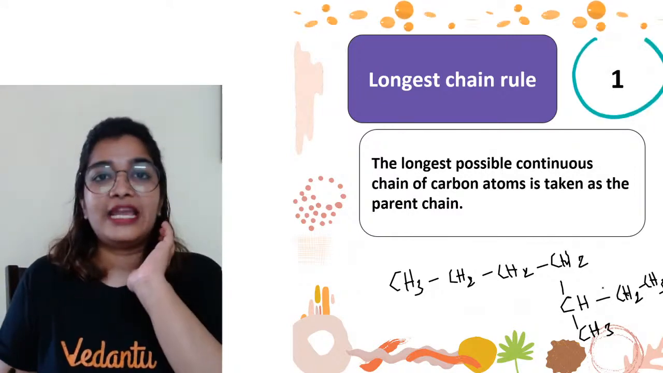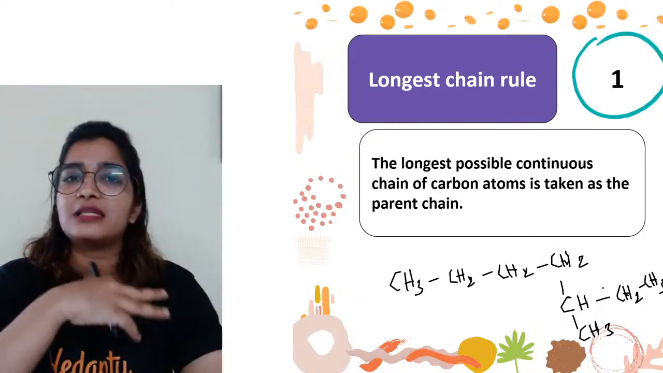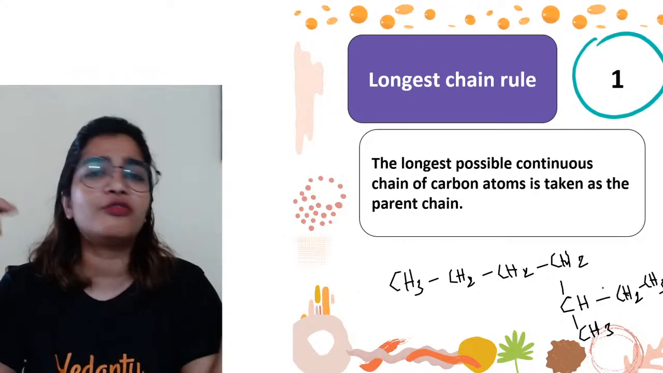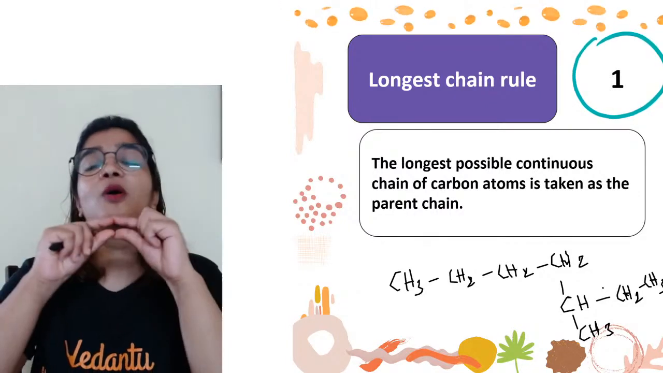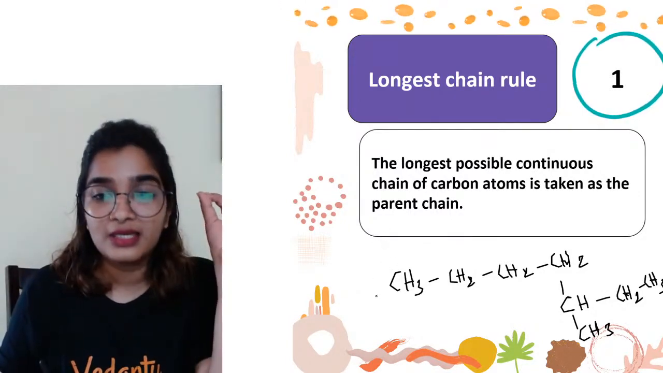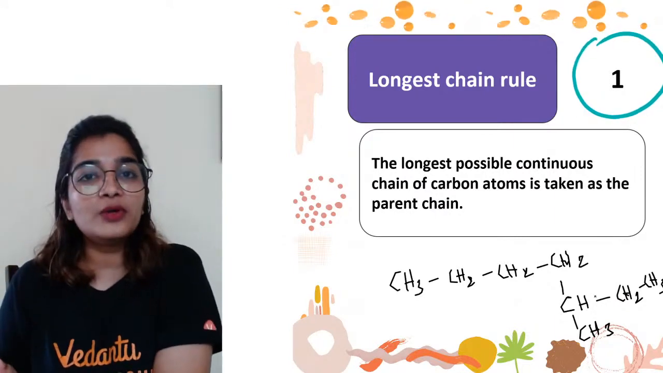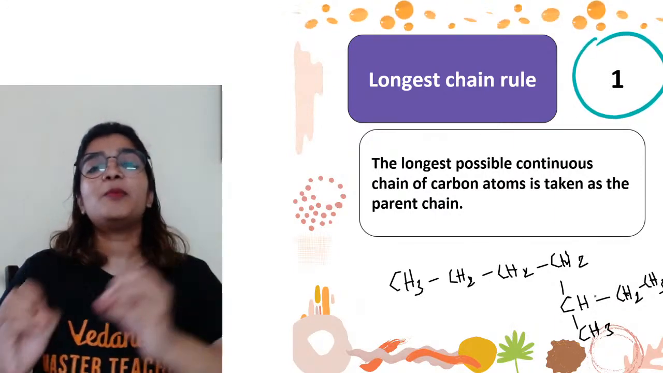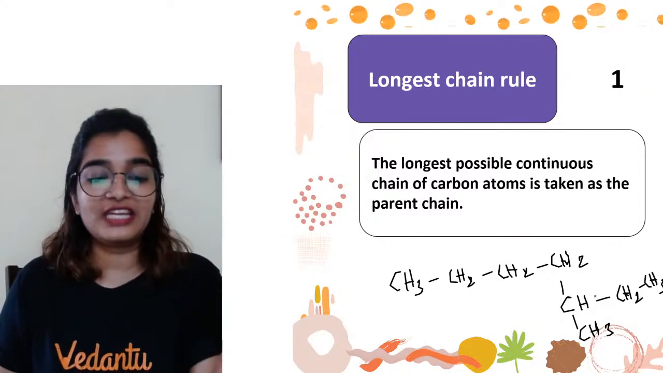So if the compound is branched, if it has substituents or alkyl groups or functional groups, make sure to always, this is the first step, always choose the longest carbon chain. That means that chain should include the maximum number of carbon atoms possible. It is very, very important.